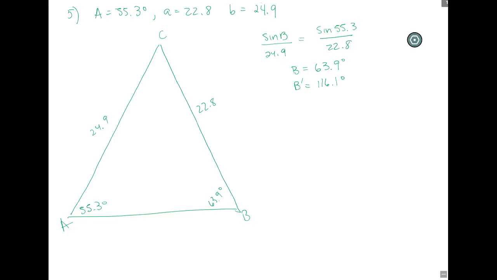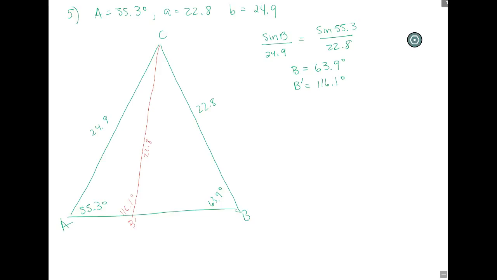But what does this triangle look like? So what happens is we're going to take CB and swing it in so that this measurement here is still 22.8. If you can visualize just swinging it in, then we're going to have this new measurement here for B prime as 116.1 degrees.